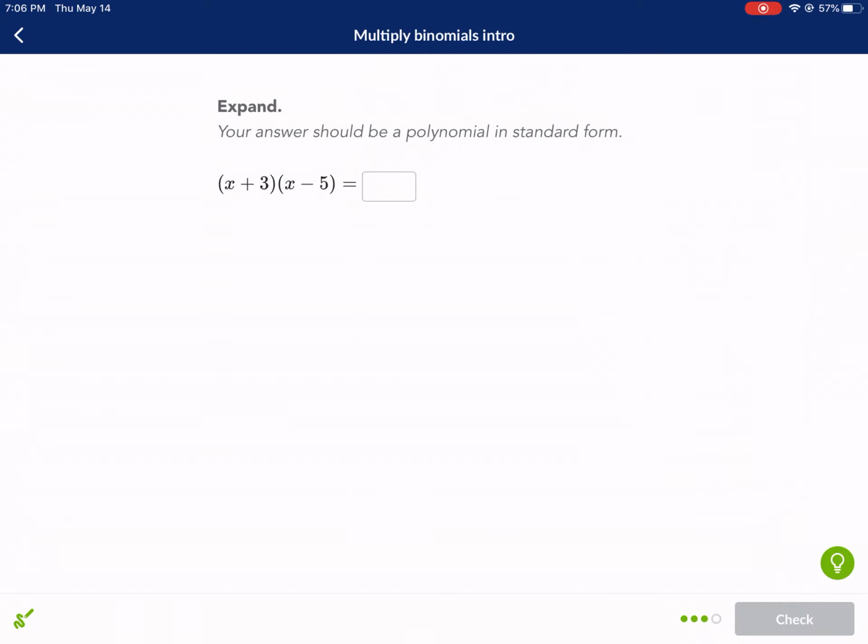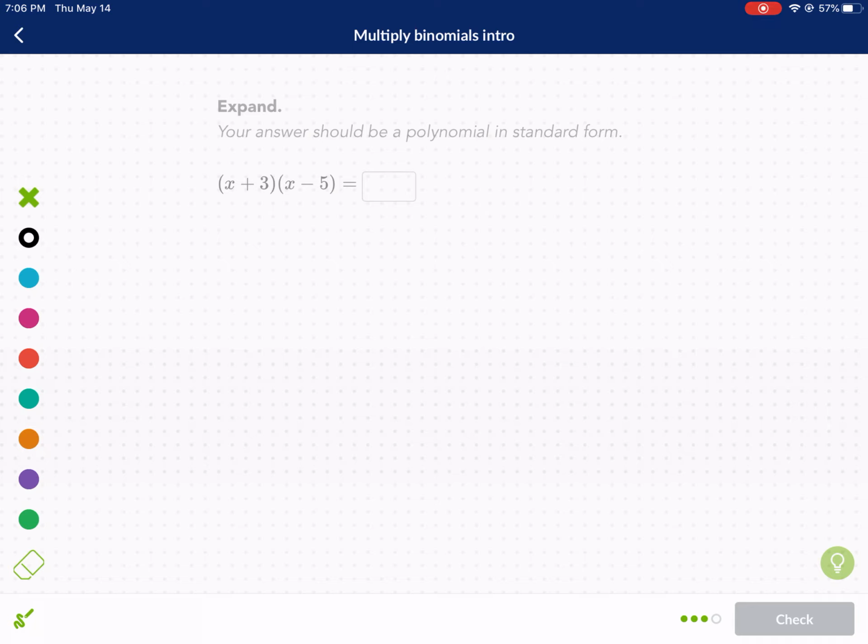Okay, now I'm going to show you, before we showed first, outside, inside, last, well, you could change the order. It doesn't matter because we're going to be combining the terms at the end anyway. Which ones you multiply in which order isn't exactly important, and I'm going to show you why. Okay, so first, I'm going to label first, outside, inside, and then last.